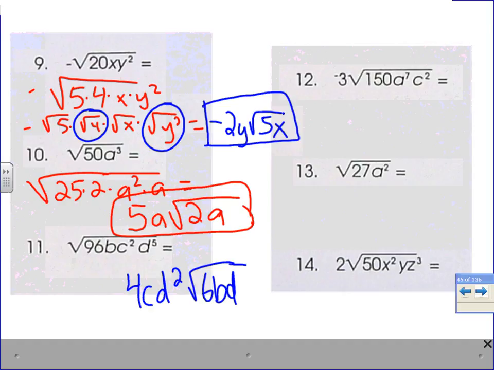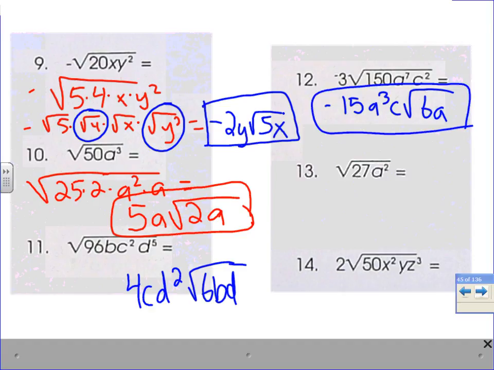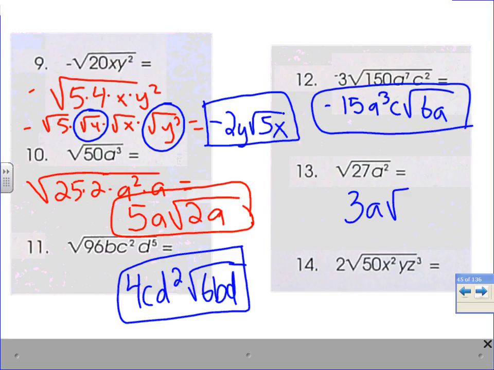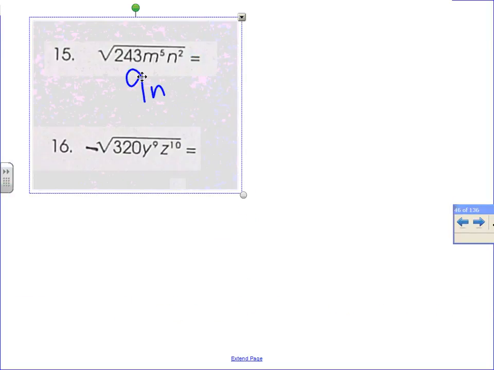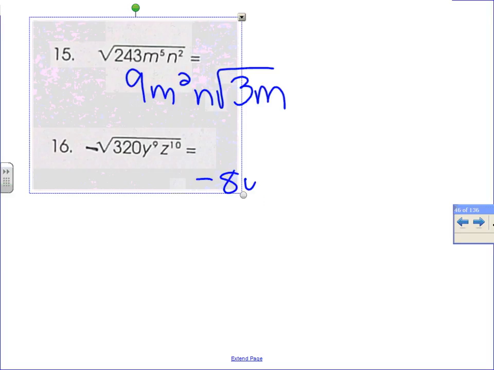Alexis, number 12. Good job. Number 13, Neil. Good job. 14. Shane, go ahead. Good job. Okay, number 15, Skylar. Good job. Number 16, Neil. Okay, good job.